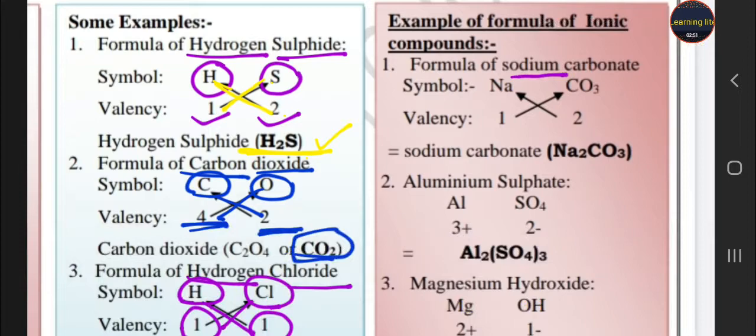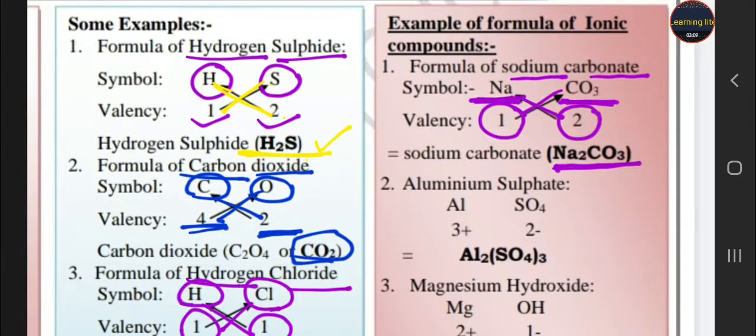First, sodium carbonate. So sodium is a metal, so we write it on the left hand side and carbonate on the right hand side. The valency of sodium is 1 and the valency of carbonate is 2, and after crisscross we get the formula of the compound, that is Na2CO3.